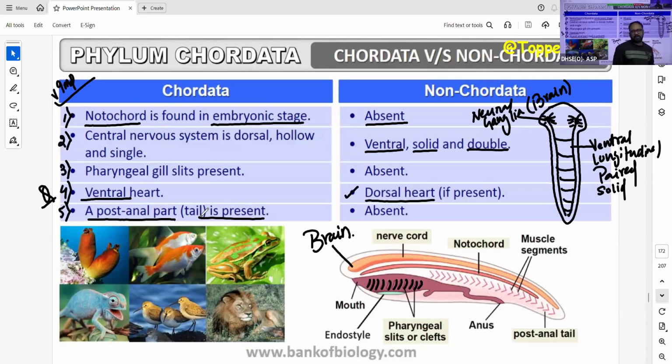Other primates, like certain monkeys, have a post-anal tail that is clearly visible outside the body. But in human beings, it is not visible. Even in chimpanzees, gorillas, and orangutans, the post-anal tail is vestigial in nature, but they do have a post-anal tail. In case of non-chordates, the tail is absent.